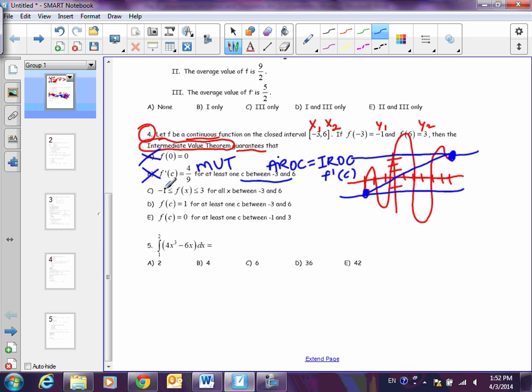Okay, so let's look at C. -1 is less than or equal to f of x, and let's just put a y value on top of f of x, less than or equal to 3. Is that true? Is -1 less than or equal to y, which is less than or equal to 3? Okay, so it is true some of the time, but not for all the x's, right?